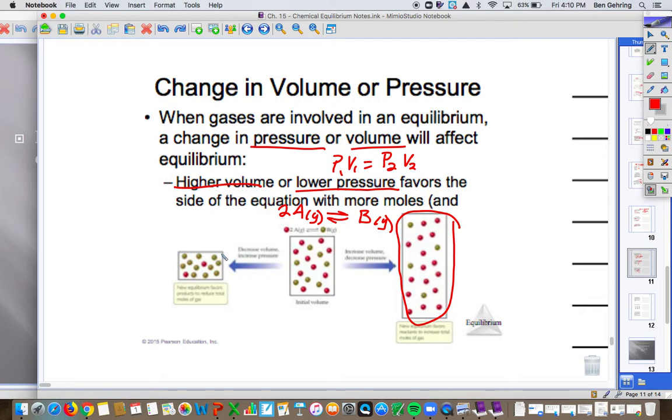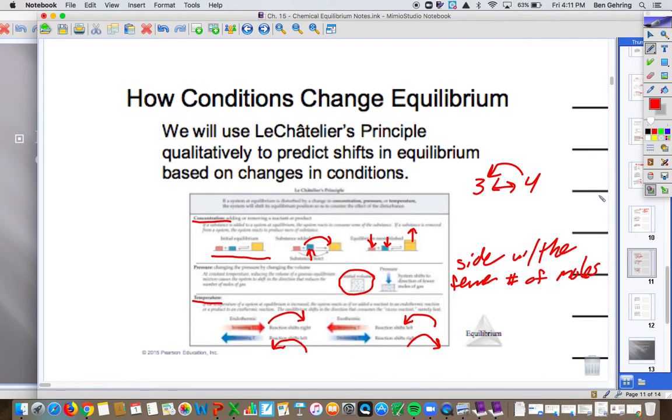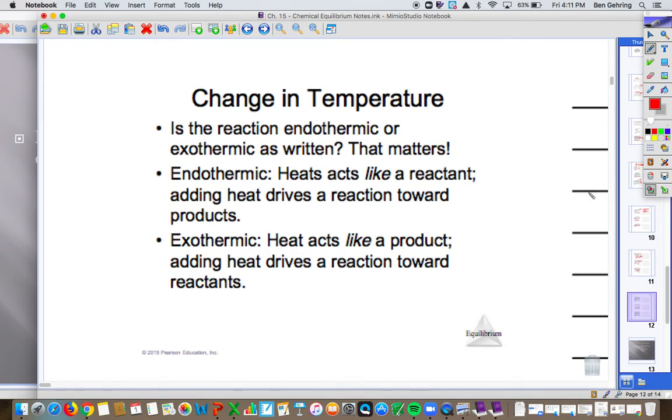On the contrary, if I decrease my volume, increase my pressure, I have much more B molecules than I do A. And that's because there is a smaller coefficient here, a smaller number of moles for B. So that is how pressure and volume change the concentration or affect the equilibrium of a gaseous mixture.